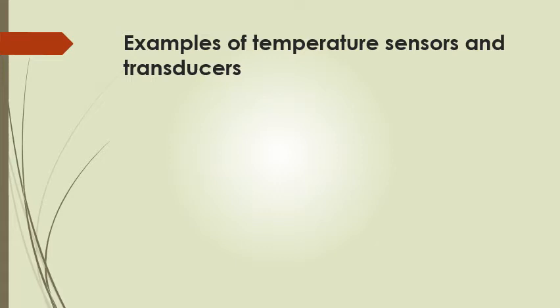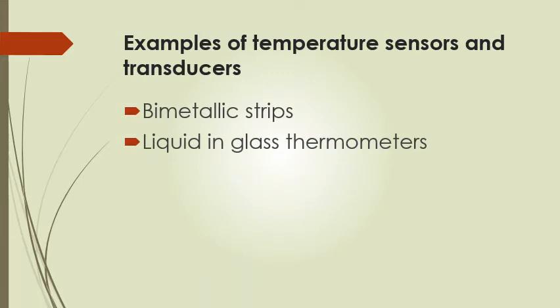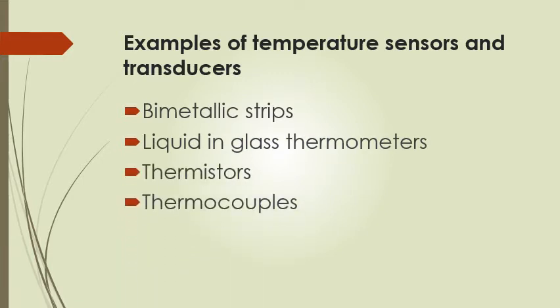Examples of temperature sensors and transducers. 1. We have bimetallic strip, liquid in glass thermometer, thermistors, thermocouples, thermodiodes. We'll look at each of these examples and try to describe them.